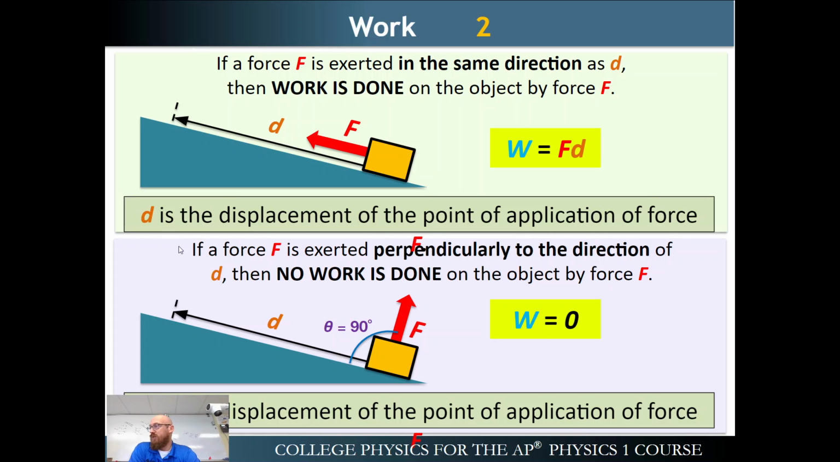Now, we have an issue. Example in the second half of that screen, if force is exerted perpendicular to the direction, no work is done. And one way to say this is your angle, theta, is 90 degrees. Hopefully you can understand cosine of 90 is 0. No work is done.